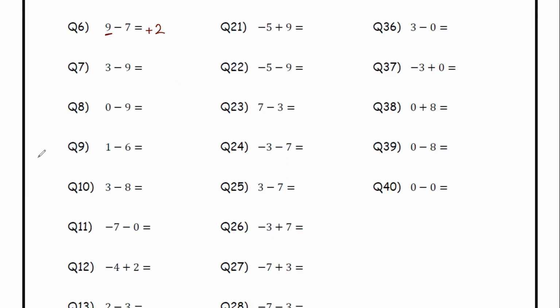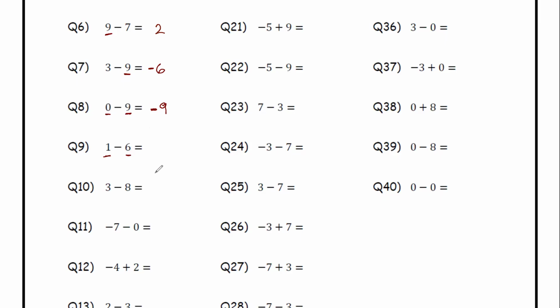It's understood. 3 and 9. What's the difference? 6. Correct? And we'll go for the sign of the bigger number. And the bigger number has a negative sign. So therefore, the output 6 will have a negative sign. 0 and 9, the difference is 9. The bigger number between 0 and 9 is 9. And the 9 has a negative, therefore the output will have a negative or a minus sign.